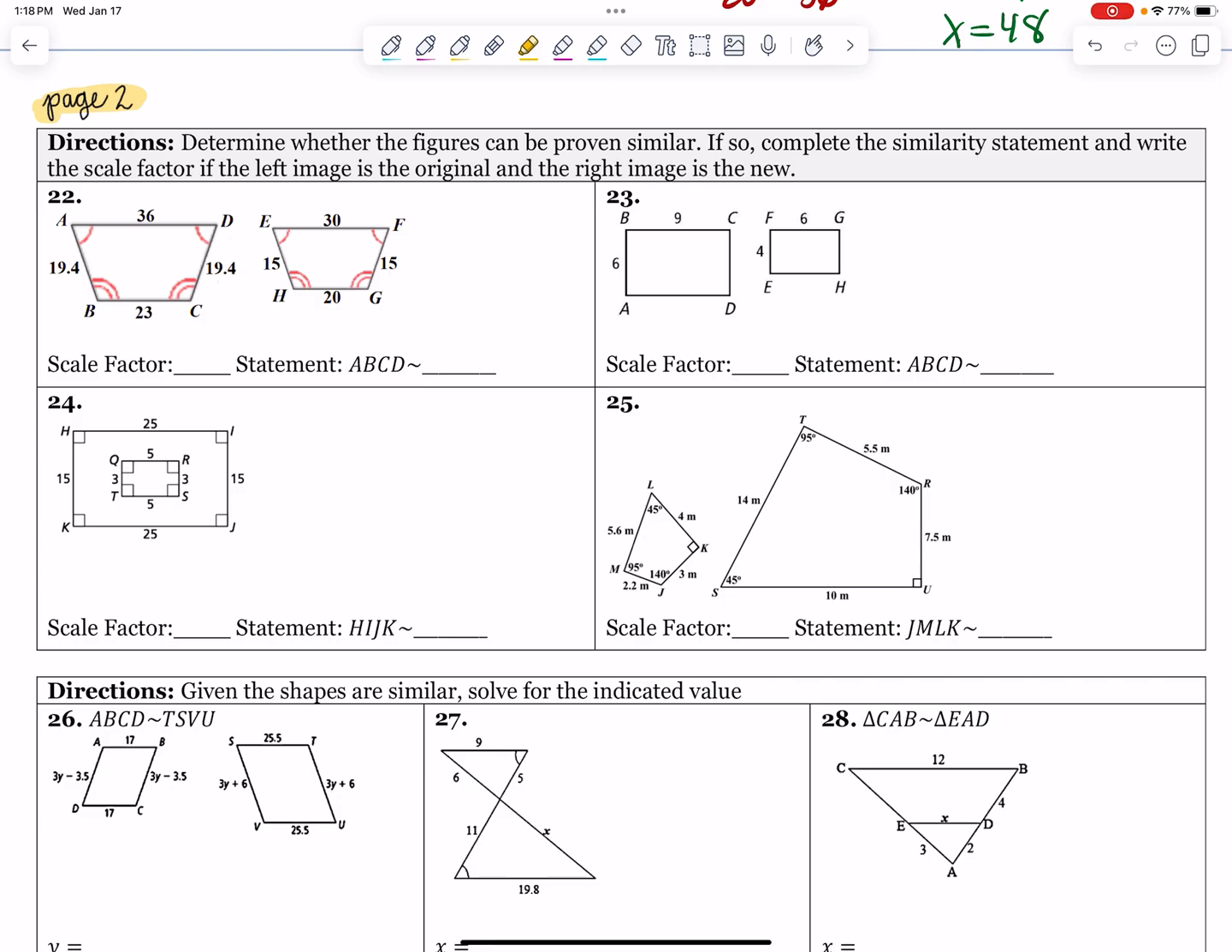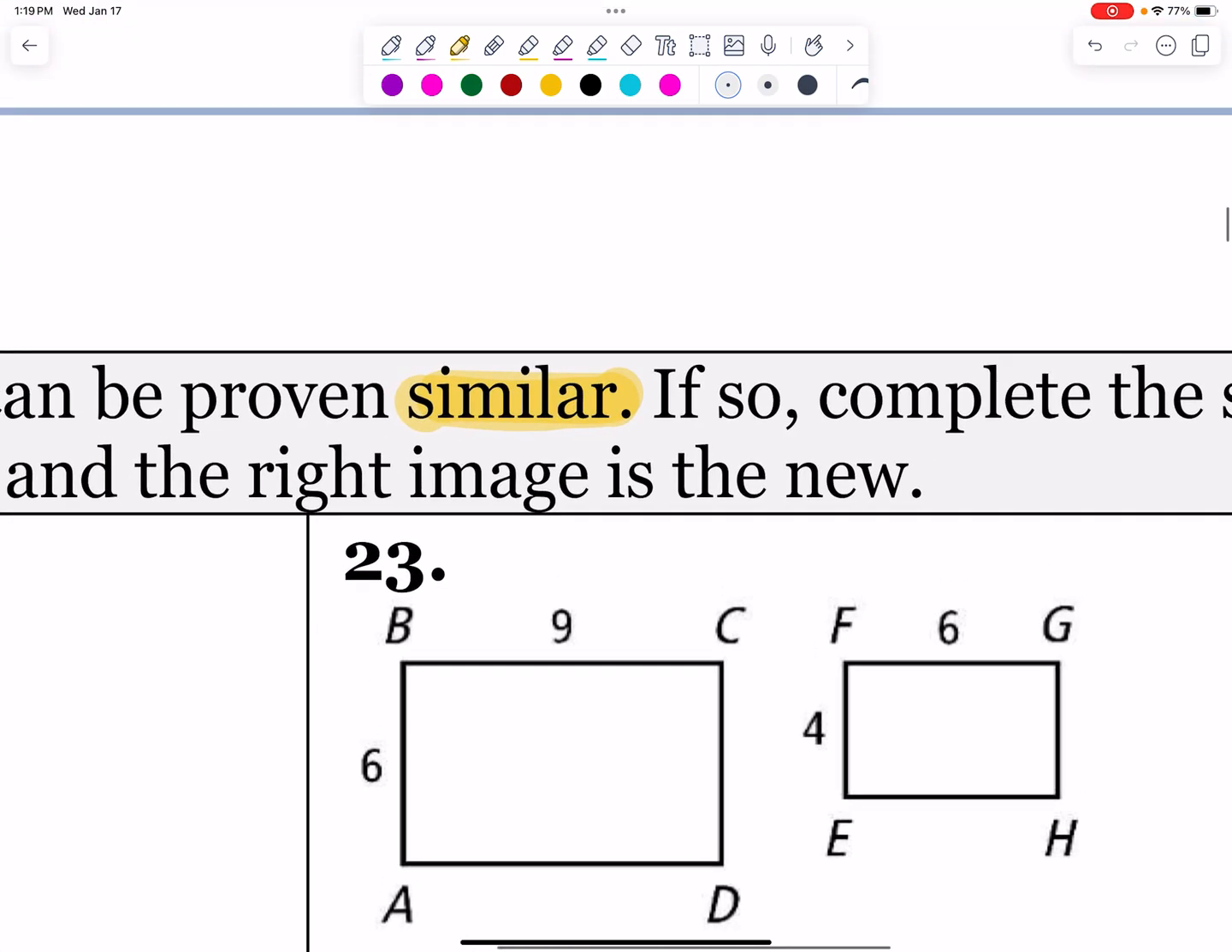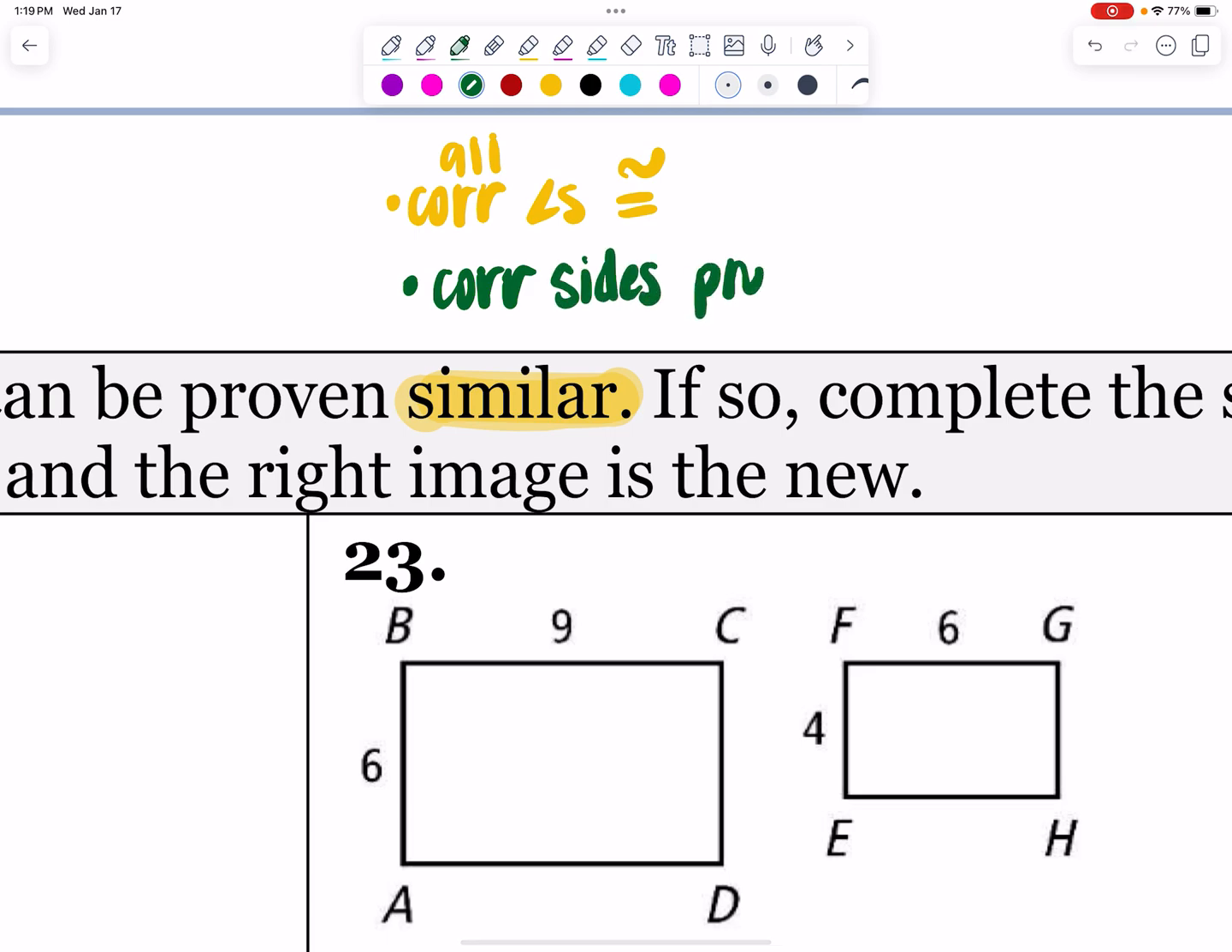So the first set of directions for the first 4 problems says to determine whether the figures can be proven similar. So I want you to think about what it means to prove that 2 figures are similar to each other. The corresponding angles between the shapes should be congruent. All corresponding angles should be congruent. And then all of the corresponding sides are not going to be congruent, but corresponding sides are going to be proportional, meaning that they all reduce to the same fraction.